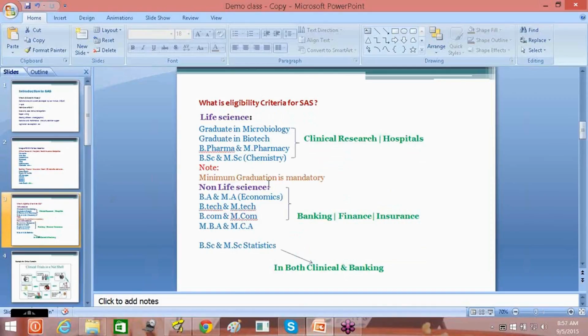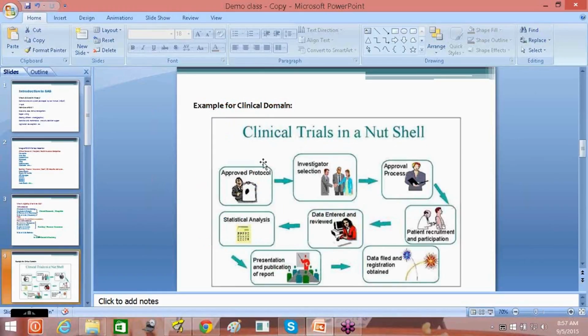Okay. So suppose now I will put my discussion on this one. Life science background. Clinical companies, how they are using SAS software. What is the purpose of using SAS software? Why is this required? First I will tell you why they are using SAS software in clinical companies.